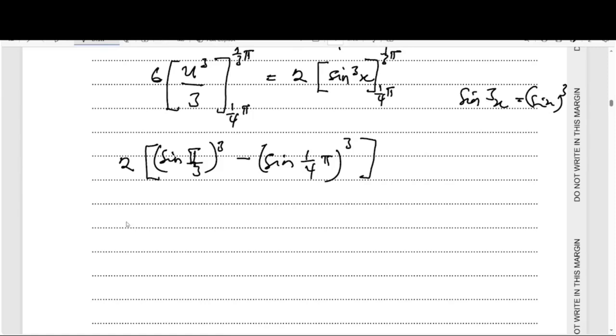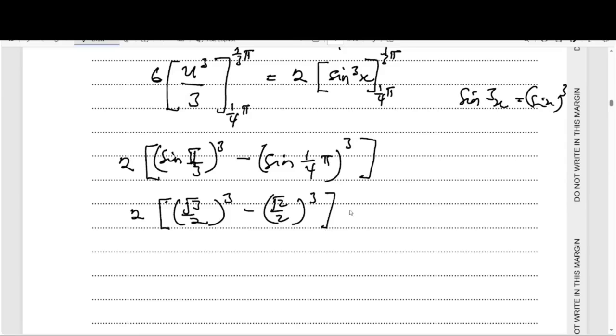So in the calculator, I have this 2 outside here, and then I have for the sine pi over 3, that's the same as sine 60, and that is root 3 on 2. So I have root 3 over 2 all cubed minus sine 1/4 pi, which is the same as sine 45. So that's root 2 over 2 exponent 3.